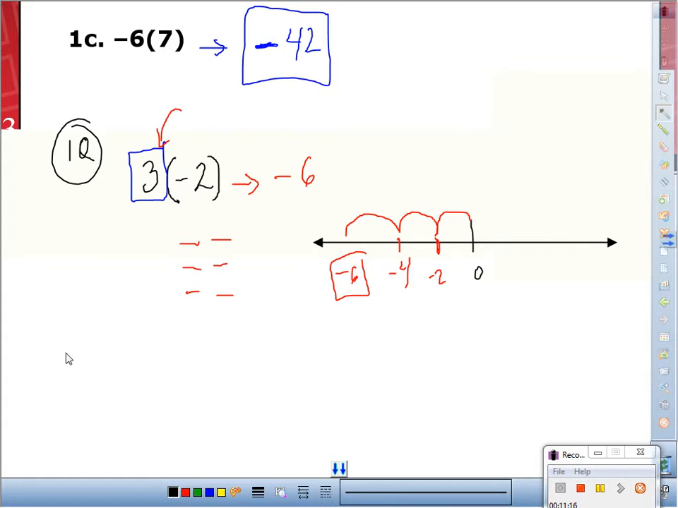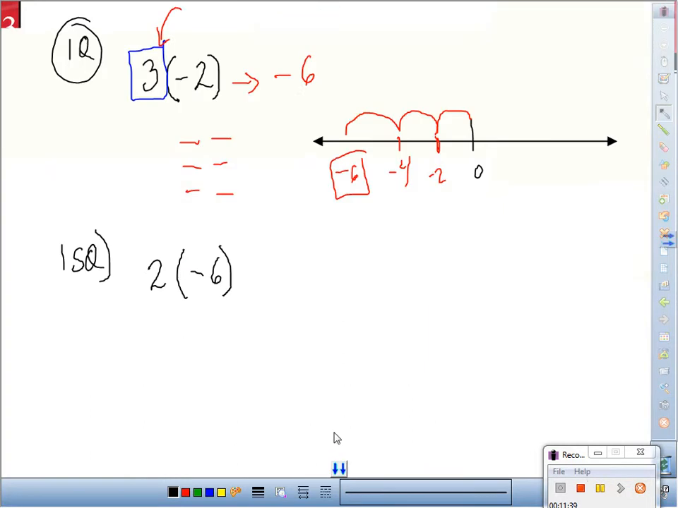And for those of you that are already done, I'm going to post the next one. Example 1, super Q. Here we go. 2 times negative 6. Show me with tiles and the number line. I will give you guys some time.